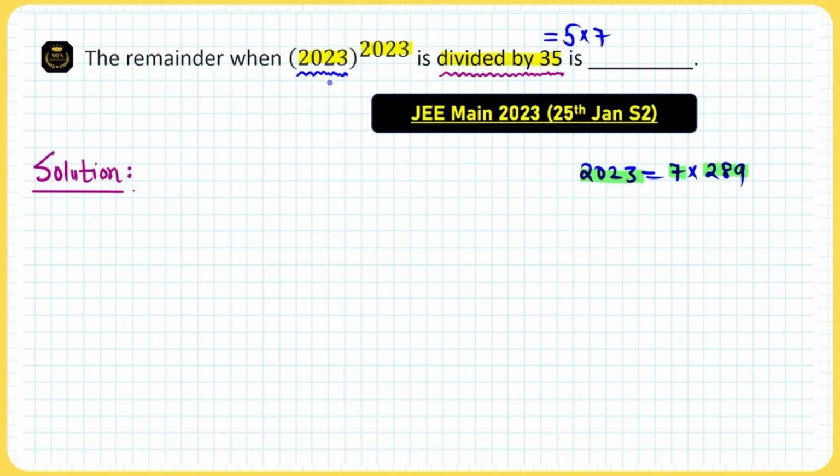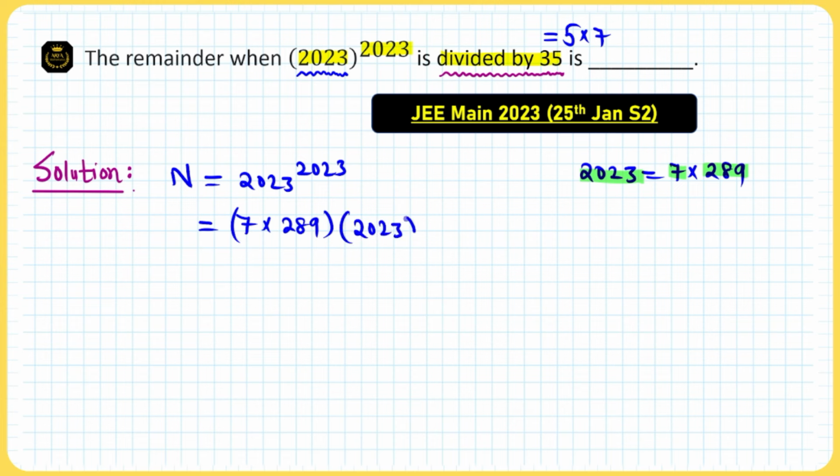So here what we'll do is let us say this number is N. N is 2023 raised to the power 2023. Now because 2023 is a multiple of 7, we'll take one 2023 outside, and write that as 7 into 289. And the rest of the things I'll write as 2023 raised to the power 2022.